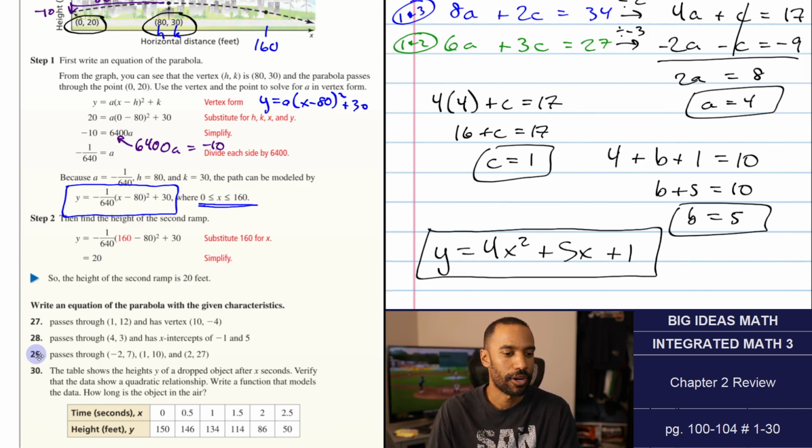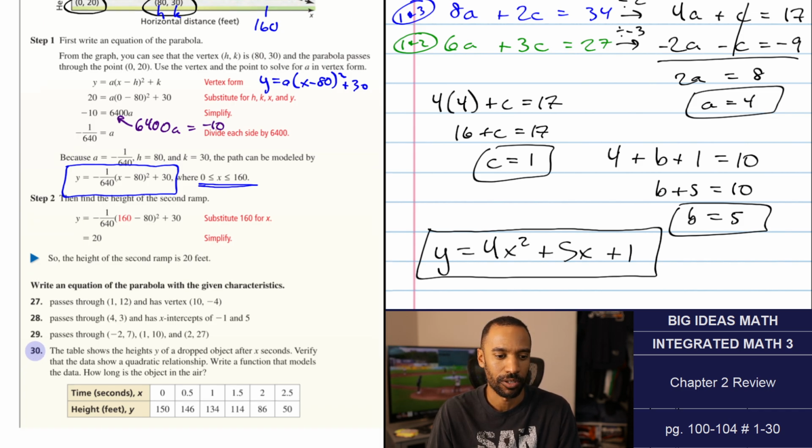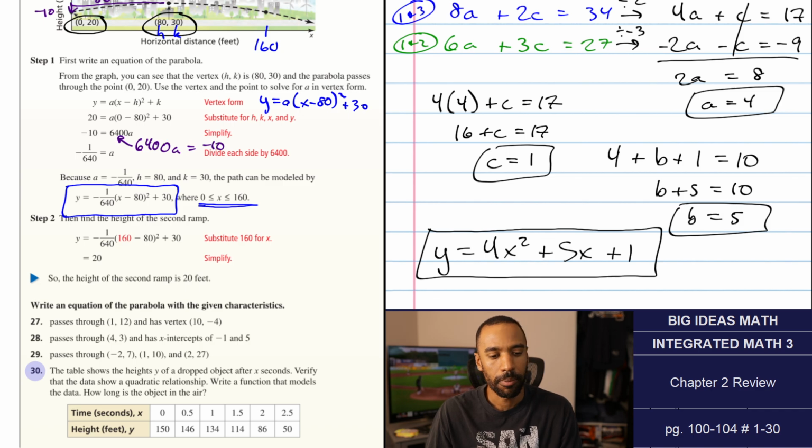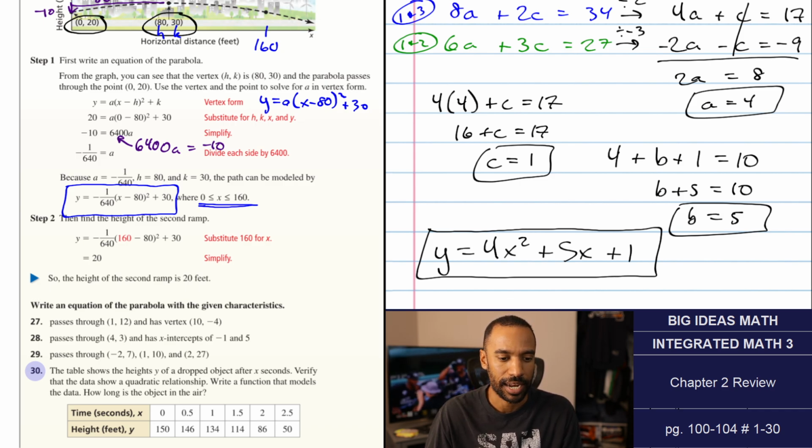All right, number 30, and this is the final question, and we're going to be long of 2 hours. The table shows the heights y of a dropped object after x seconds. Verify the data shows a quadratic relationship. Write a function that models the data. How long is the object in the air?